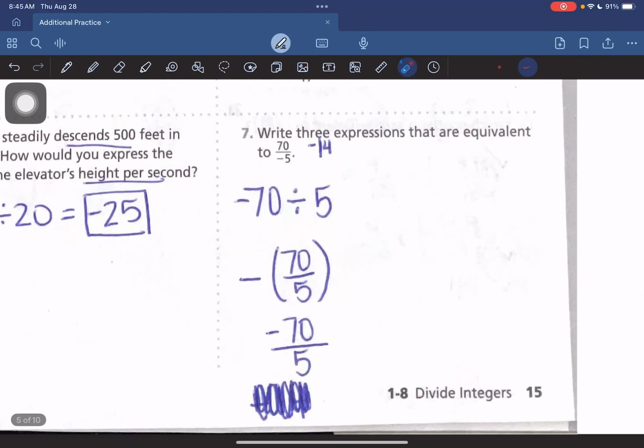Write 3 expressions that are equivalent to 70 divided by negative 5. The answer would be negative 14. There's probably a couple different ways that you could do it, but the ones that we chose to show you: negative 70 divided by 5 with your traditional division sign. We have one like we saw above where we have a positive division problem inside the parentheses, but we have a negative on the outside affecting the whole thing. We also have a negative 70 as the numerator with a positive 5 as the denominator.